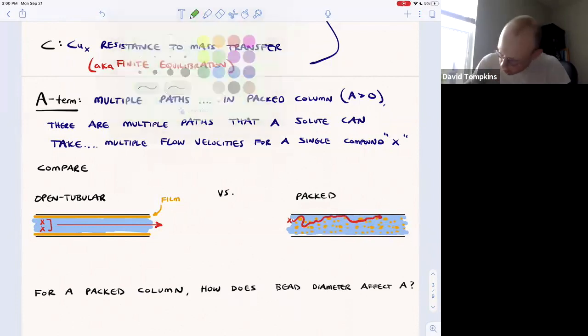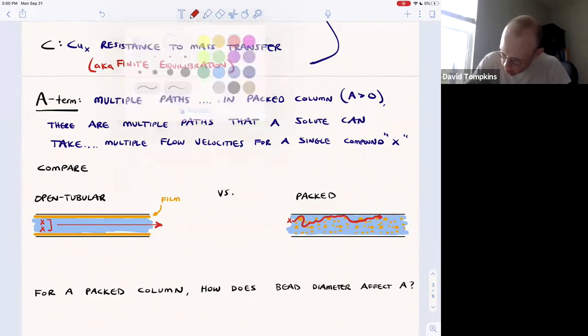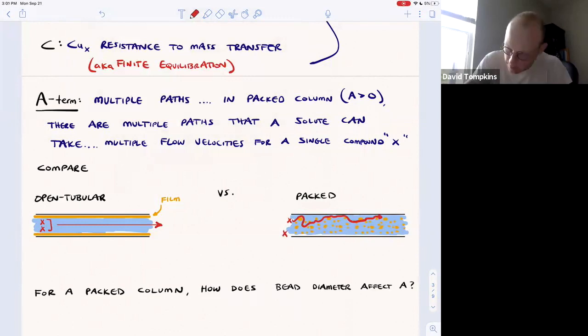and perhaps molecule Y, or let me use another X since we're talking about a single solute separated from itself, but I'll use a different color. Maybe this X molecule spends less time in the stationary phase or takes a very direct route through. Okay, so those are going to have different TRs or retention times just for molecule X alone.